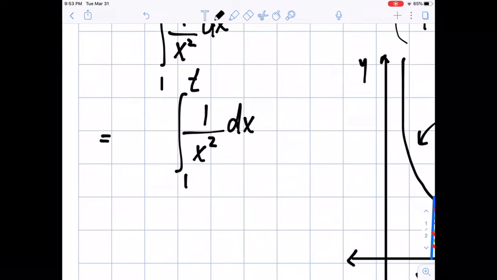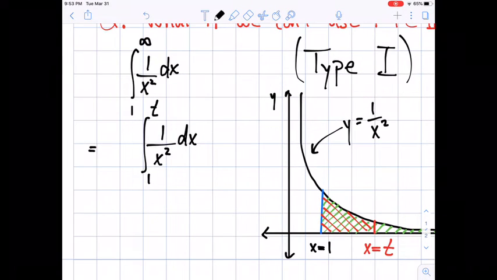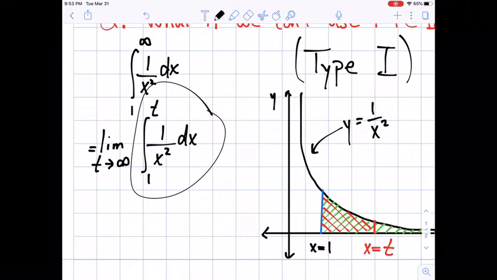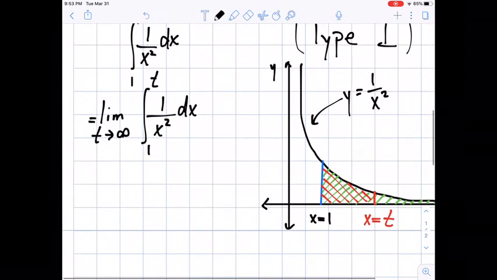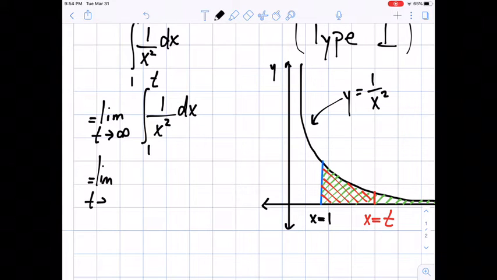If I replace my parameter infinity by t, then what we're going to look at doing is the limit as t approaches infinity of that definite integral. So there's sort of two steps to this now. The first one is that we evaluate the definite integral. The second one is that we evaluate this limit. Okay, so the definite integral is not an issue. I leave the limit alone for now.